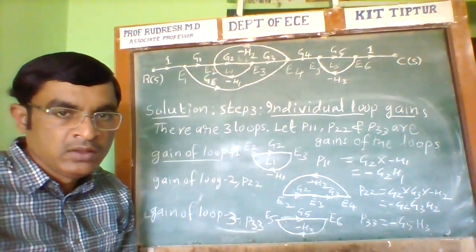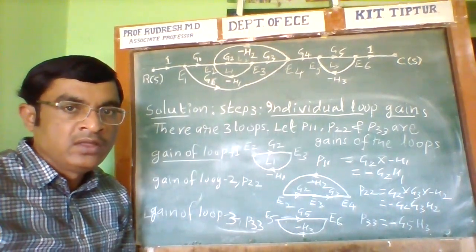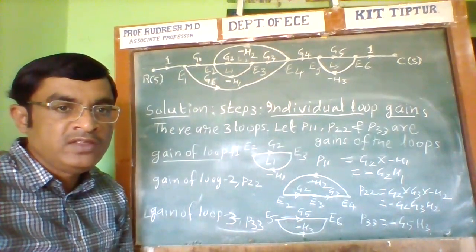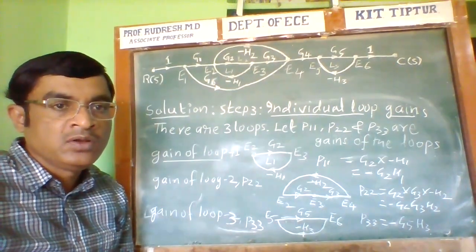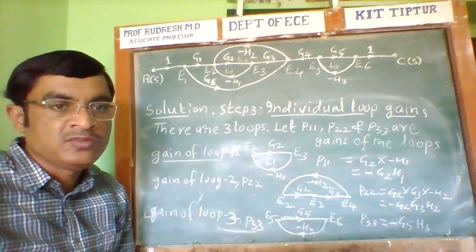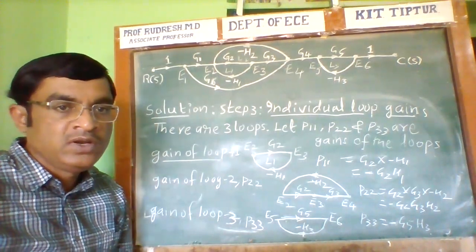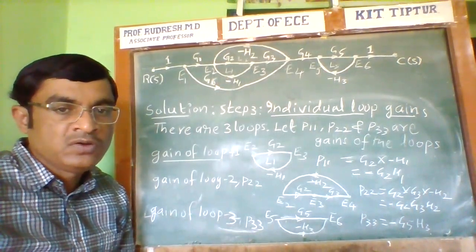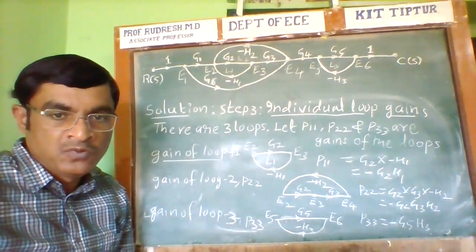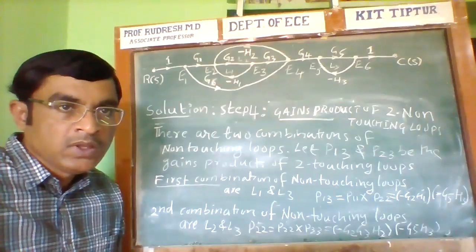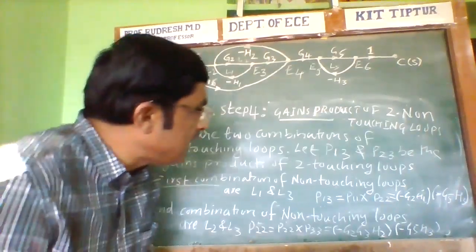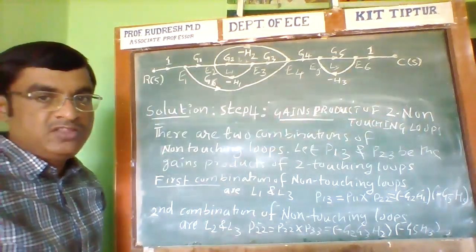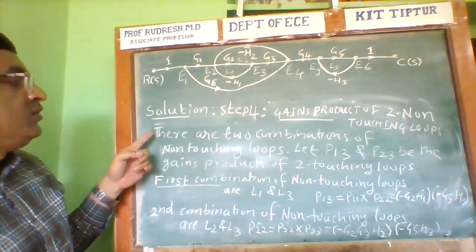I'm going to the next step. I'm going to explain how to calculate the individual loops. After calculating the individual loops, we need to calculate the sum of gain products of the non-touching loops. I'm going to explain this in step 4. In step 4, we calculate the gain products of two non-touching loops.